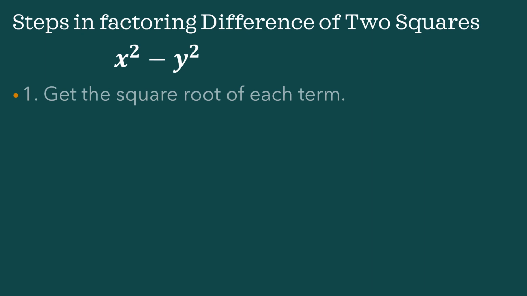Step number 1 is get the square root of each term. The first term is x squared, so the square root of it is x. The second term is y squared. The square root of y squared is y.